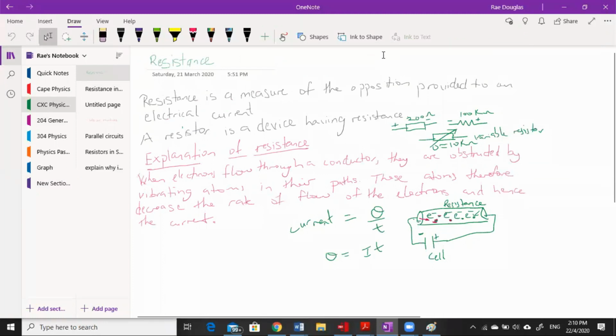Sir, can you write better? No, we're physics teachers, so we don't write good on purpose.